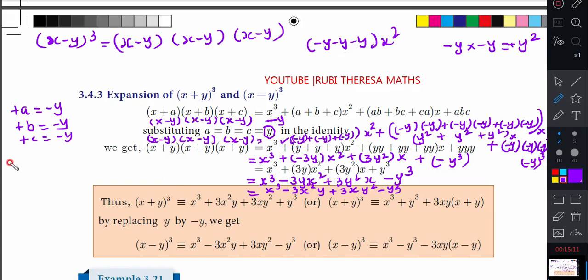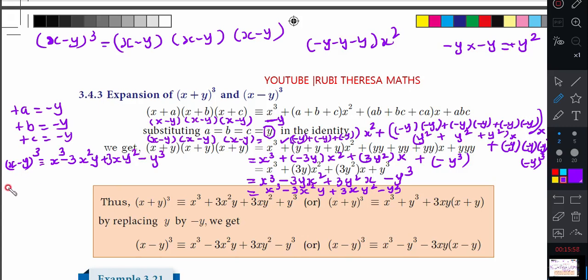So, how will you remember this? X minus y the whole cube is identically equal to what? X cube. Next one is x squared. Next one is x. The symbol alternates, so minus 3x squared, here y. Alternate symbol, so plus 3xy squared. Next one, alternate symbol, plus means minus y cube. So, x cube minus 3x squared y plus 3xy squared minus y cube.